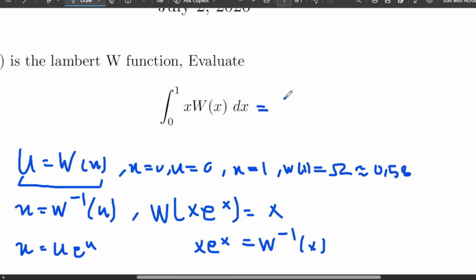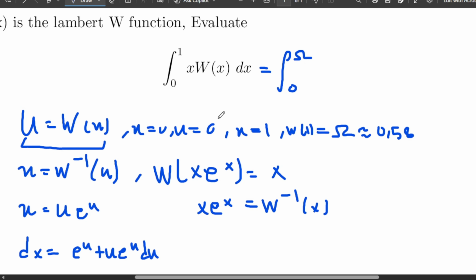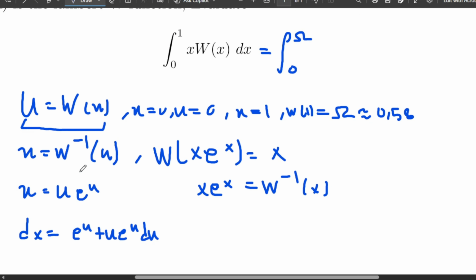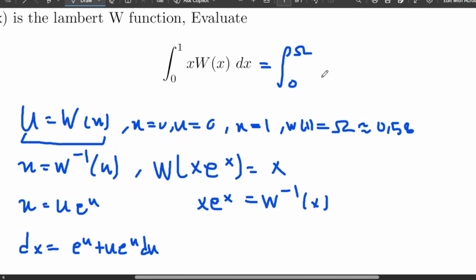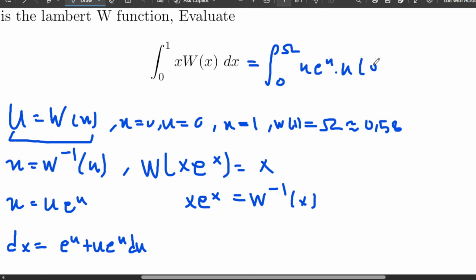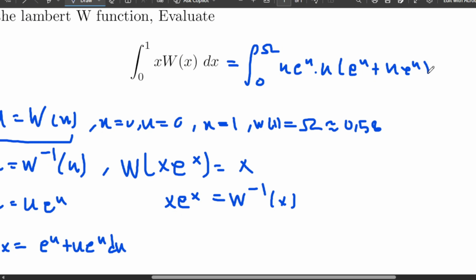So we have the integral from 0 to the omega constant of u times, what's our x? x is u e^u, W(x) is u, and then dx is e^u plus u e^u du.